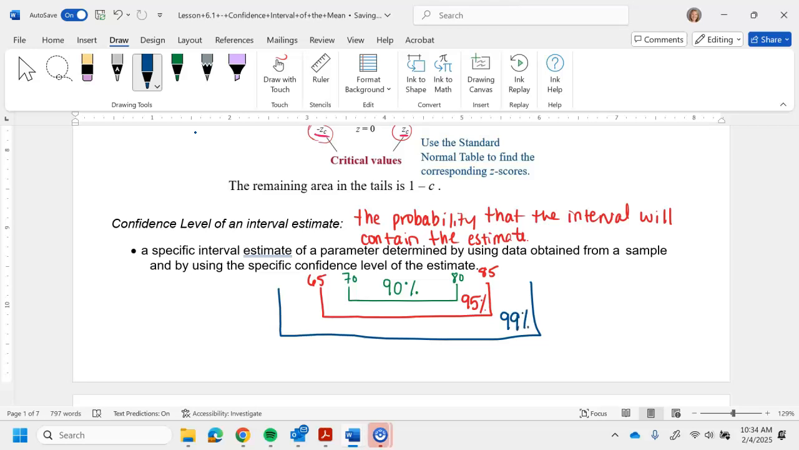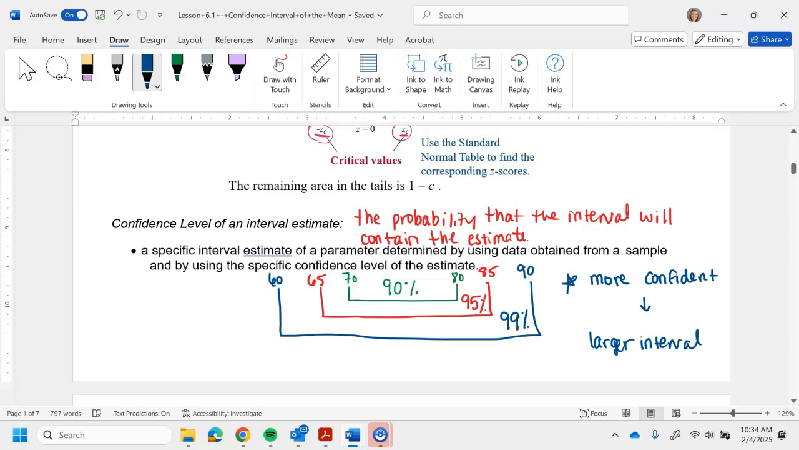That the average was somewhere between a 60 and a 90. That's a lot bigger of a range of values for the mean to fall somewhere in there. So the larger, or the more confident we are, the larger the interval. So more confident means larger interval. This is really important for you to grasp, so make sure you're writing that down.